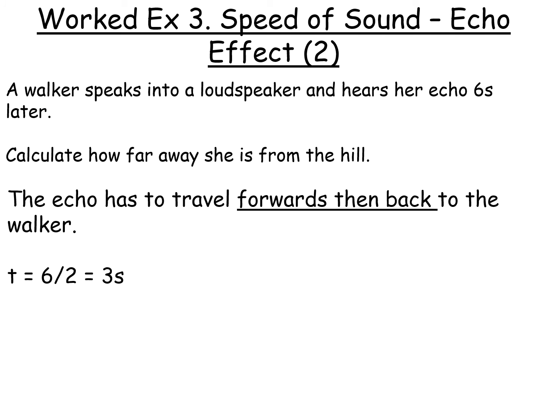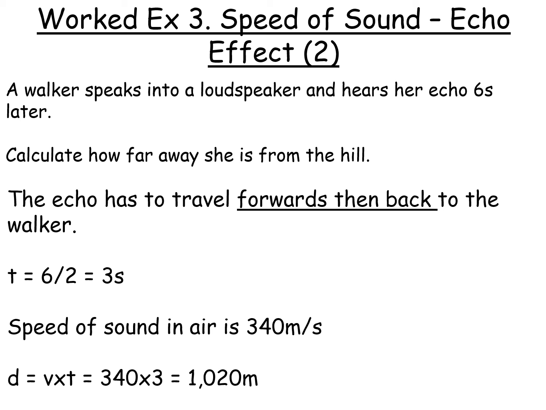So hopefully you spotted that the echo has to travel forwards then back to the walker, but we only want the distance she is from the hill. So we do 6 divided by 2, which gives us 3 seconds. The second thing I hope you spotted is that we are now talking about the speed of sound in air and not water. So we're going to use 340 meters per second. We're then using the equation d is equal to v times t. So it's 340 times 3, which gives us an answer of 1,020 meters.